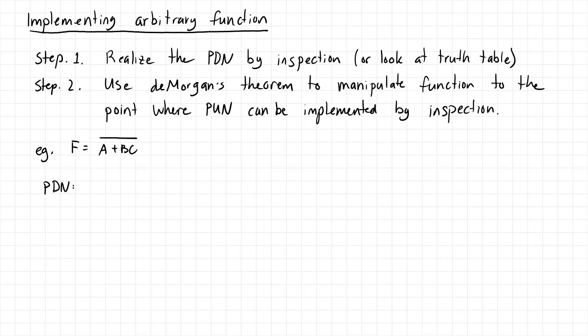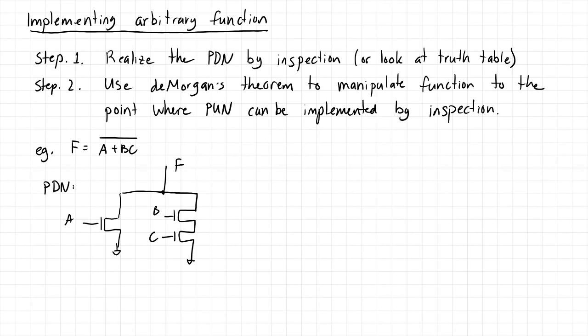So it turns out that drawing this by construction or by inspection is actually fairly straightforward. For the pull down network, again we're only using NMOS transistors. We put A on this side, or in parallel we'd have 2 transistors in series implementing B and C. And then this is the output F. So that's just looking at the formula by inspection, creating a pull down network.